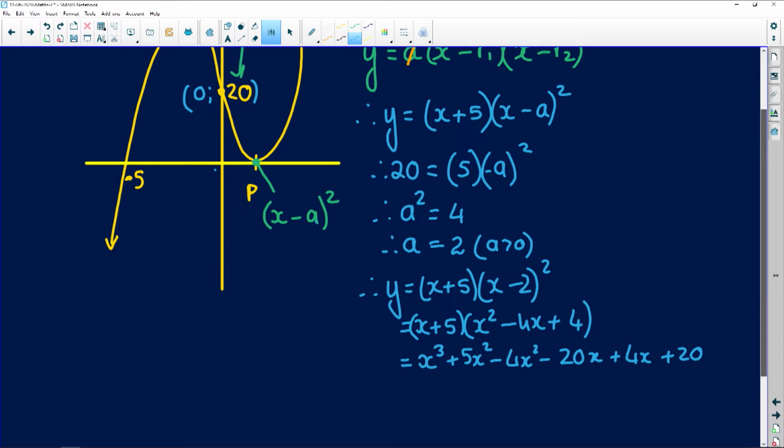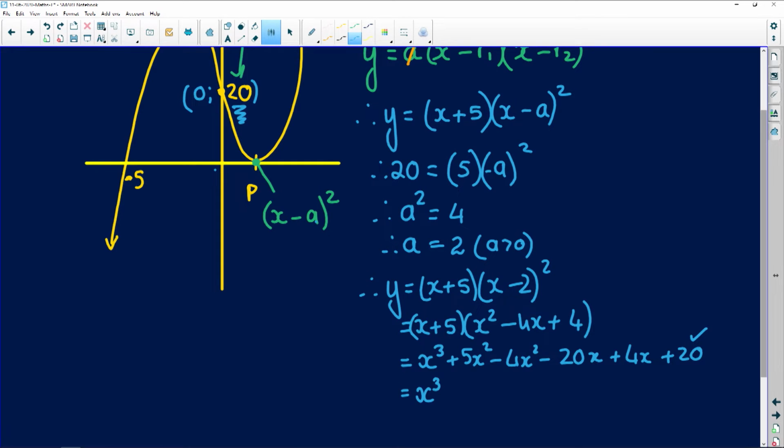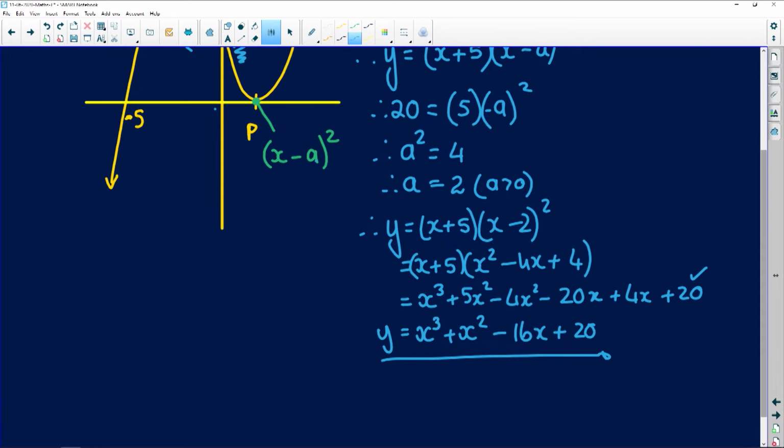Now at this point you can check yourself. The y-intercept is 20, and when you multiply this out you get the 20, so you're guaranteed your answer is going to be right. All that's left now is to add the like terms, so let's quickly do that. X cubed plus x squared, here we have minus 16x plus 20. So the question was asking us to find A, B, C, and D. Now answer their question, folks.